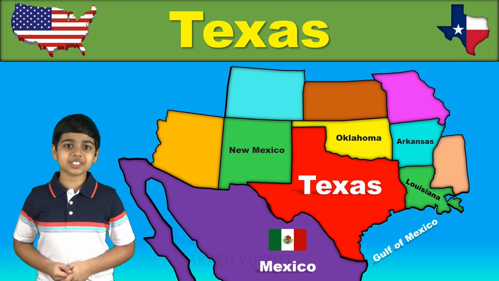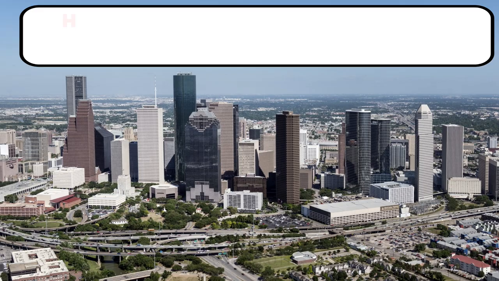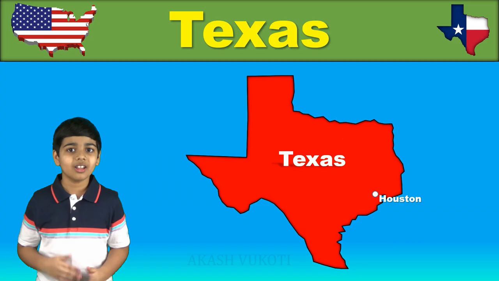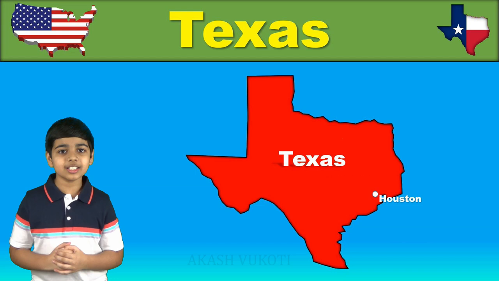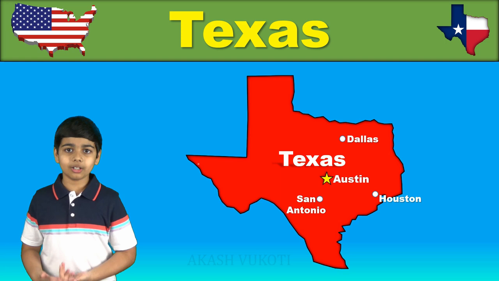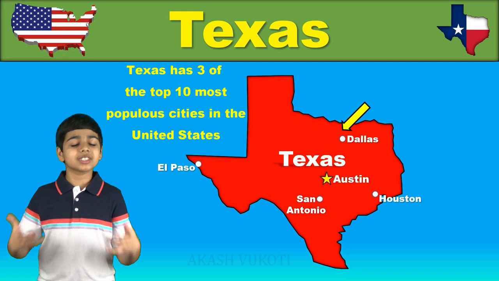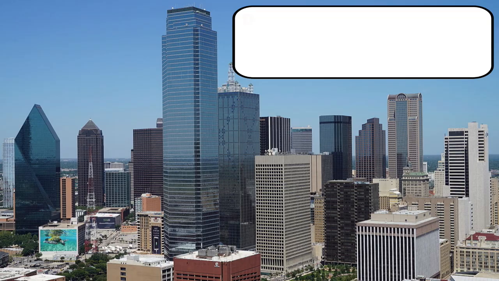Houston is the most populous city in Texas, and it is the fourth largest in the country. Other major cities include Dallas, San Antonio, Austin, and El Paso. Texas has three of the top 10 most populous cities in the United States: Houston, Dallas, and San Antonio. The Dallas-Fort Worth metropolitan area is the fourth largest in the country.